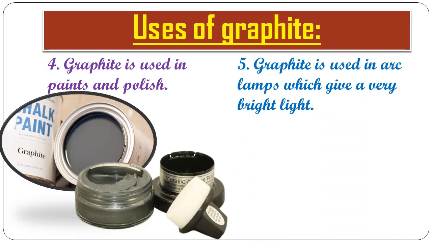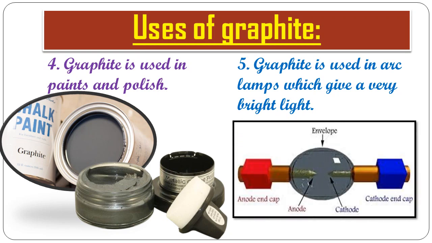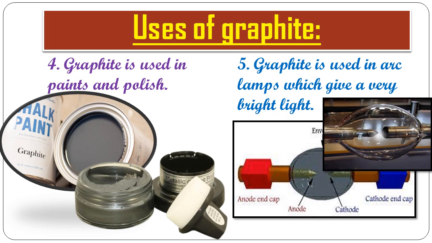The last use of graphite is in arc lamps, which give a very bright light. Here is the structural diagram of an arc lamp, in which we can observe two electrodes, anode and cathode. Graphite is used to make the arc lamp, which gives a very bright light. So this is an arc lamp.